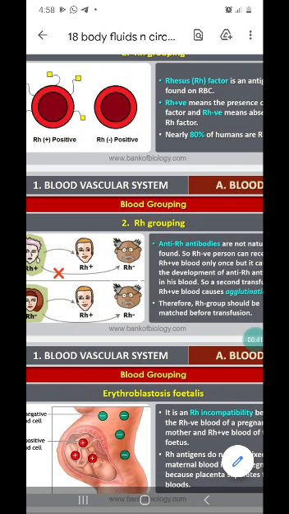So if the group is A, the person is called A positive. B means B positive, like that. And the persons who don't have this Rh on their RBC are considered Rh negative.